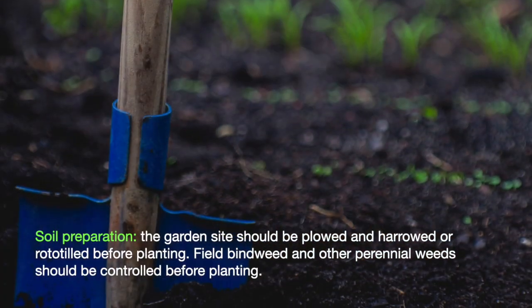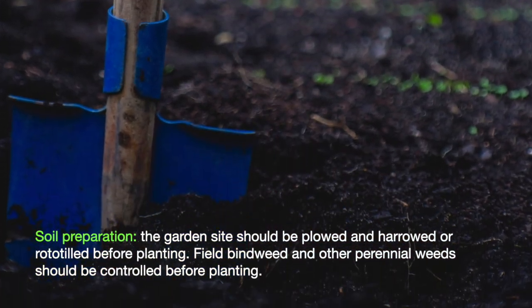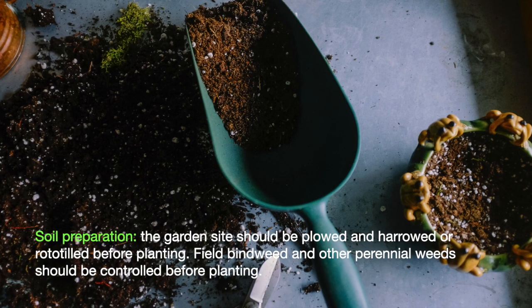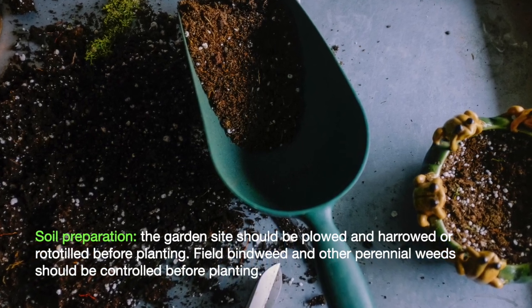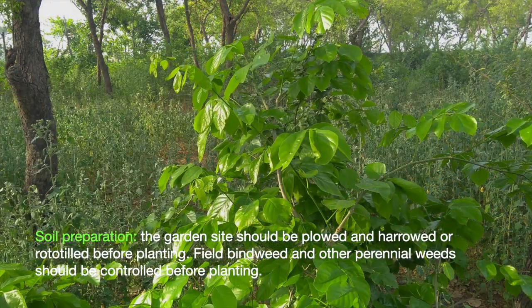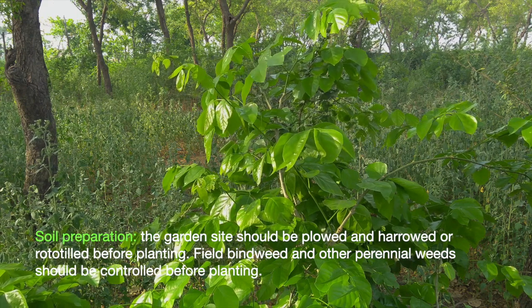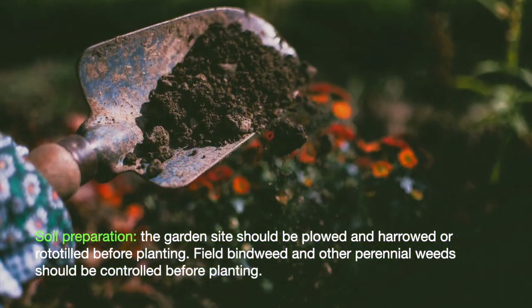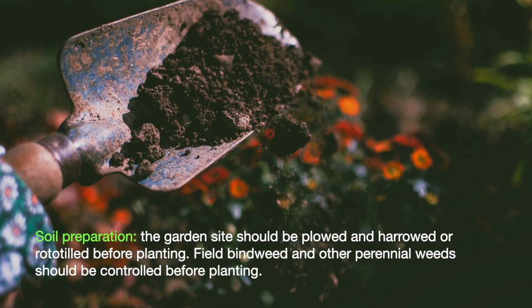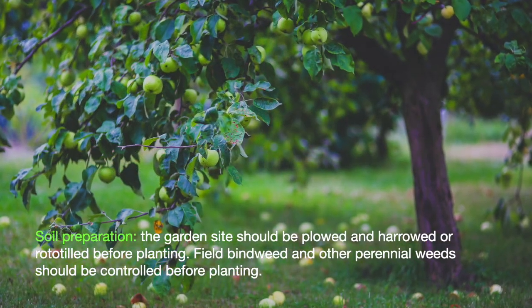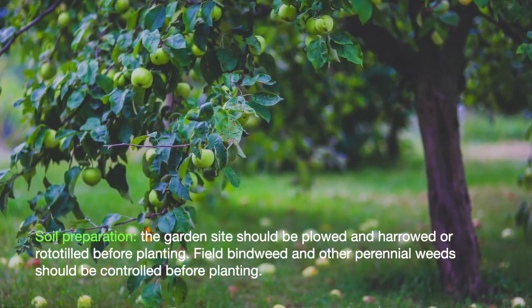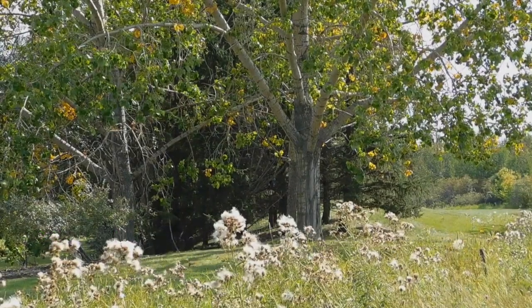Soil preparation. The garden site should be ploughed and harrowed or rototilled before planting, just as you would for a vegetable garden. Control weeds by forking the ground, preferably during the fall before planting and again before setting out fruit plants. Field bindweed and other perennial weeds should be controlled before planting.